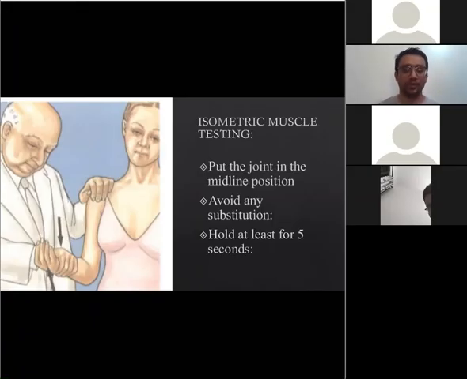Yes. So when we are lifting up like that, the referred pain can also come down. That's why we need to avoid the substitution. Next, we need to hold the muscle contraction for 5 seconds. We need to make sure that we hold the contraction for at least 5 seconds. And why do we do that? To check if the muscle is weak or not.